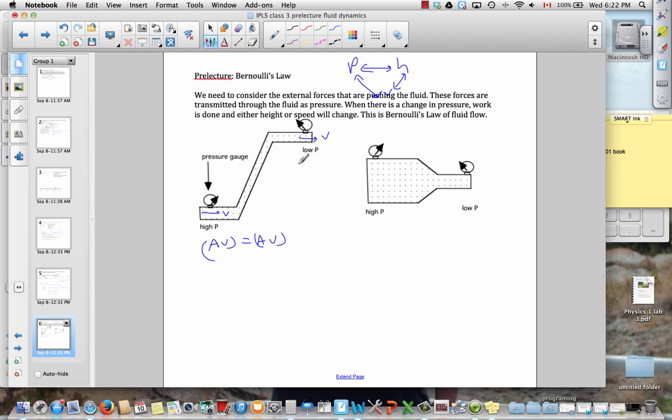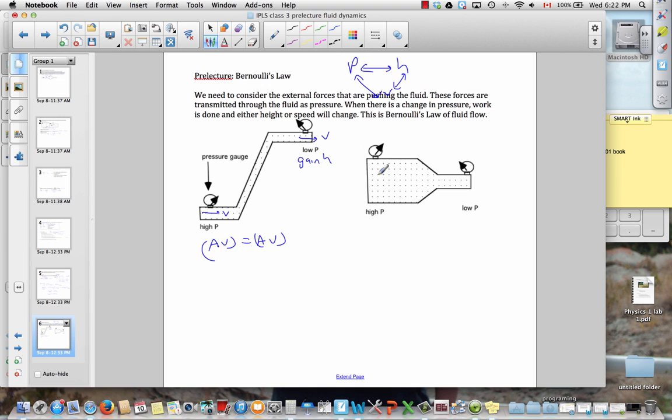But clearly here, we've gained height. And so we gained height, but we didn't lose speed. Well, what did we lose? We lost pressure. The pressure will be a lot higher at the bottom than it is at the top. So this was a trade-off between pressure and height.